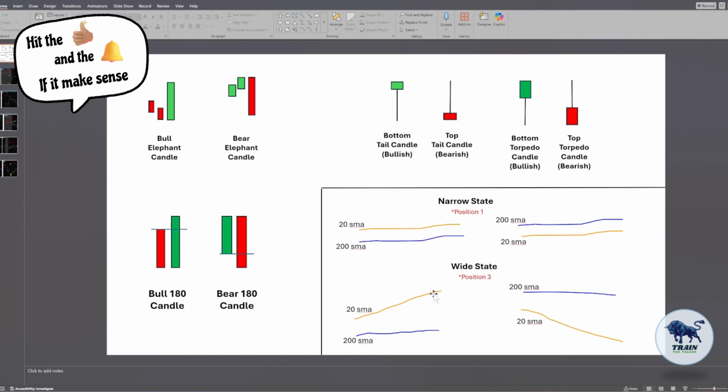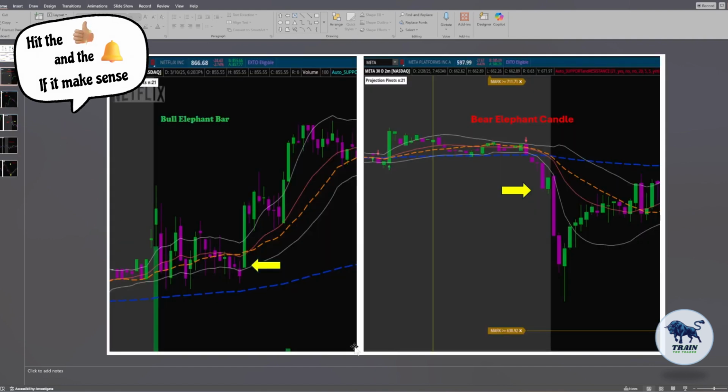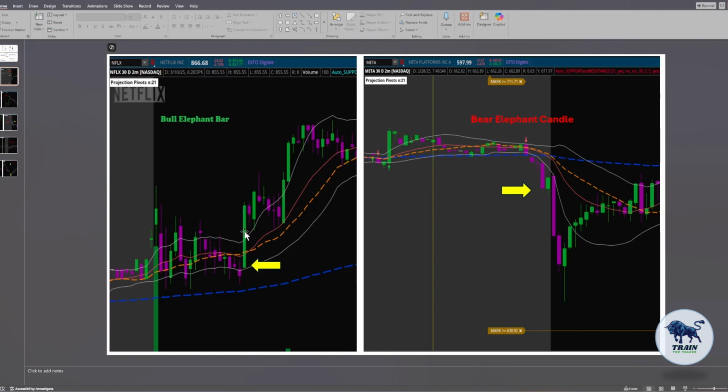Okay, let's get to some examples. It's going to make more sense. So let's run through our candlestick patterns real quick. Slide 2. Bull elephant bar. Look at that candle. See the size of that candle compared to its previous 5 to 7 candles? Way more volume, much higher picture. See that? So we call it a bull elephant bar.